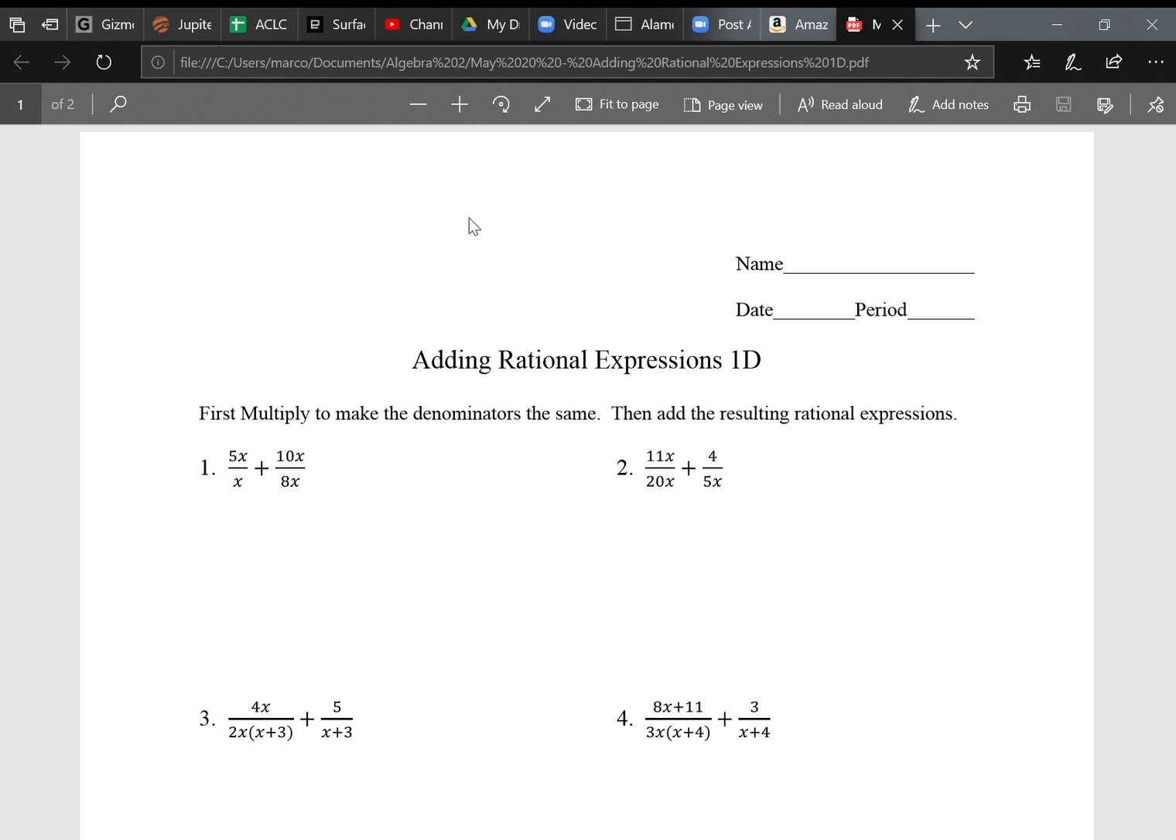We are on to adding rational expressions 1D. So this is the first time we're going to see what we do when the denominators don't match. And again, when we first started this set of assignments, I pointed out that we all remember adding fractions is harder than multiplying and dividing. And it's because of that denominator thing. When the denominators match, it's very easy. When they don't match, you have to make them match, and that can be a real hassle.